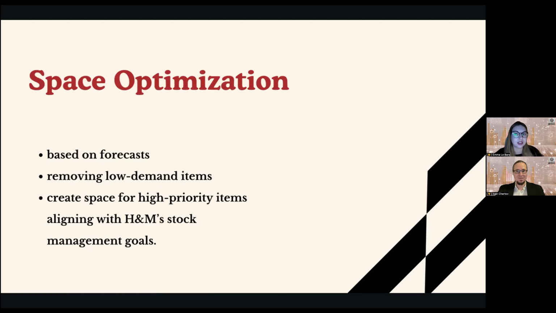Then what was very important for us was the whole idea of space optimization. By using the forecast generated by the model, we can focus on removing low demand items or out of season items to free up valuable warehouse space, which in return allows the company to prioritize high demand products or introduce new items. By adopting this approach, H&M can align inventory practices with long-term stock management goals like efficiency and profitability.